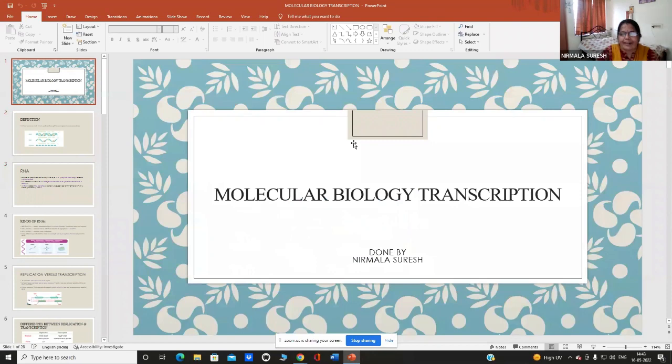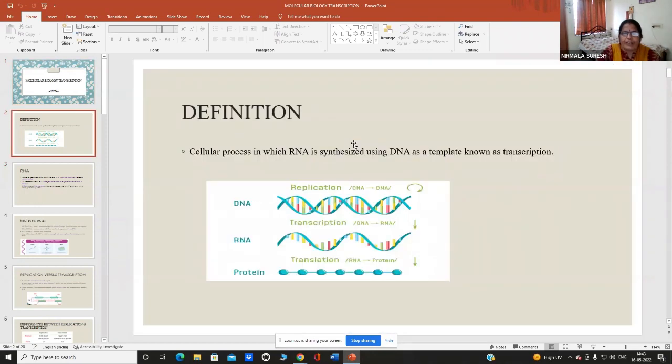Molecular biology, because before the online teaching training sessions, some schools requested some topics like transcription, so I made only for transcription. Anyway, we are going to discuss the whole chapter. So definition of transcription, please go through. Cellular process in which RNA is synthesized using DNA as a template. The process is called transcription.